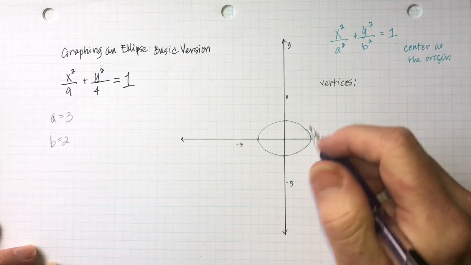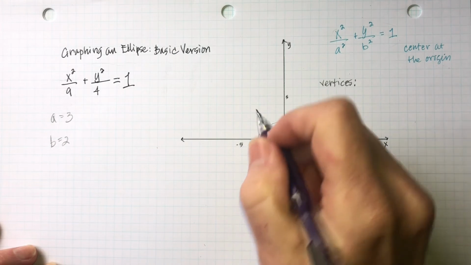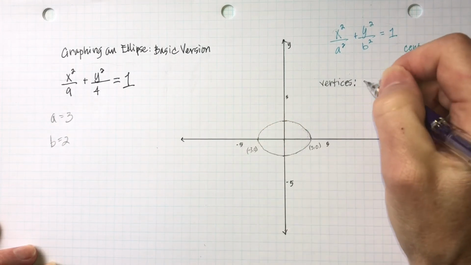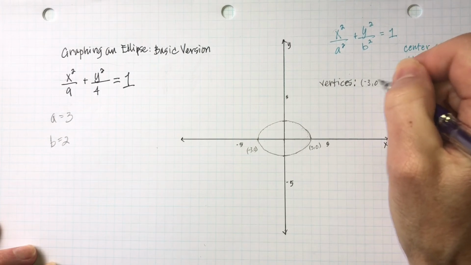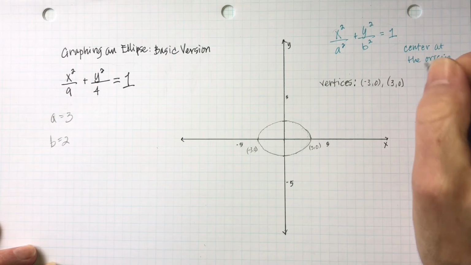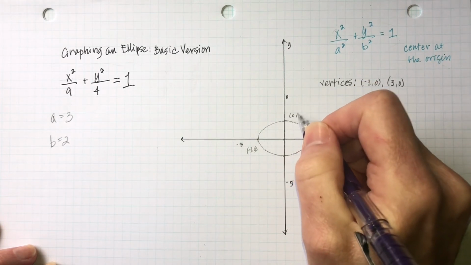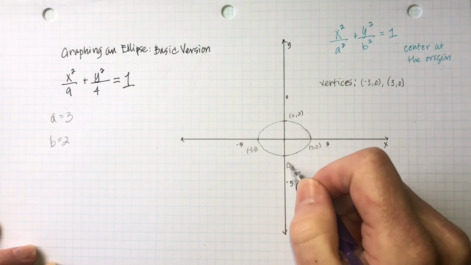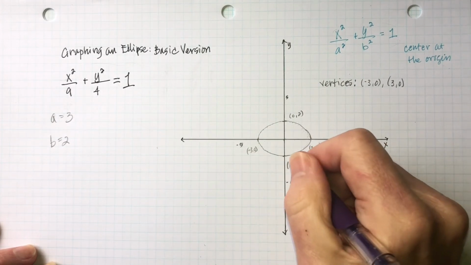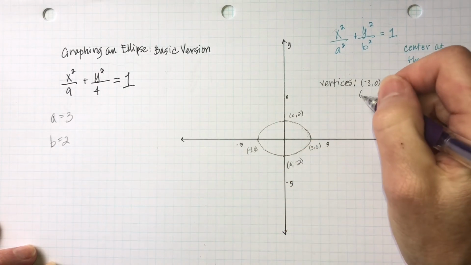So the vertices here are, okay, this point is (3, 0). This point over here is (-3, 0). So that's 2 of the 4 vertices. This point up here is (0, 2), and this point is (0, -2), right there. So we list those as well.